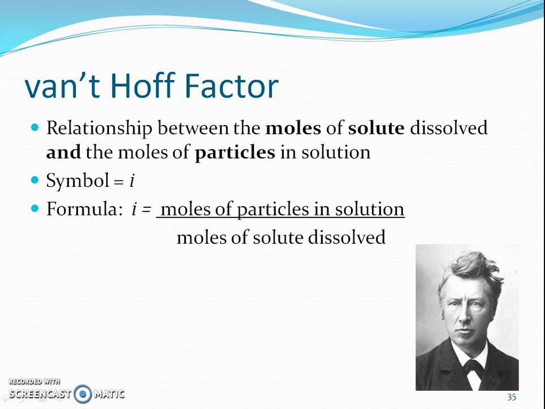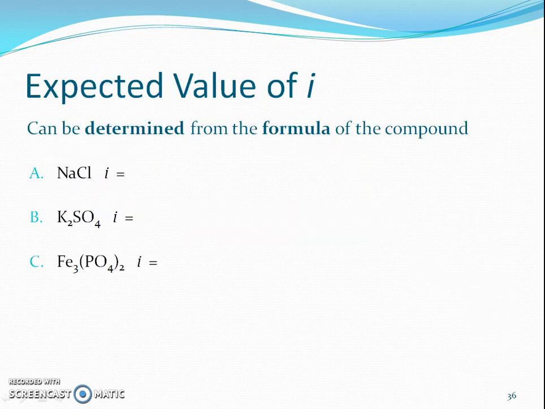So this van't Hoff factor is this i, and this i tells us that the moles of particles in a solution divided by the moles of the solute dissolved is going to impact our change in temperature. So what is our value here of i if we have a formula like NaCl? Well, it breaks into 2 ions, Na and Cl, 1 of each. How about B and C? Can you pause the video and see if you get the correct answers?